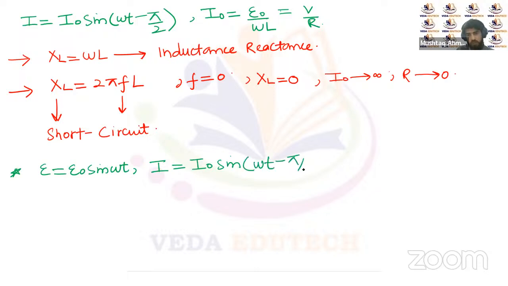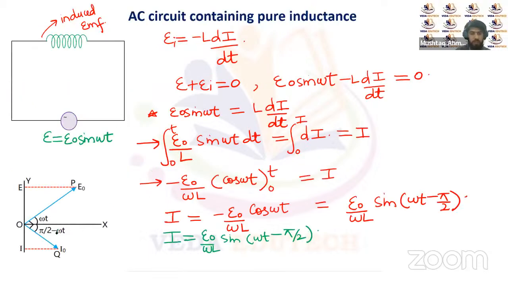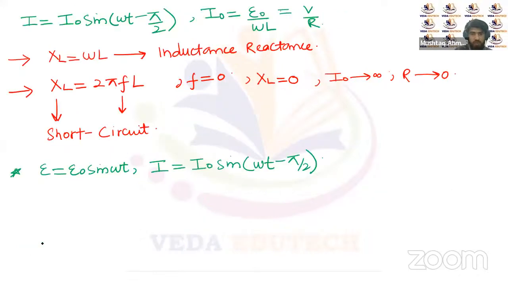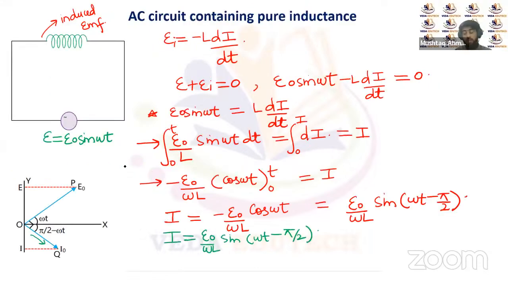Now, if we find the phase difference and draw the vectors for both of them on the xy plane, this is omega t minus pi by 2, so this will be the phasor vector for the current. And for voltage, we have E naught and I naught with respect to the pure inductive circuit.